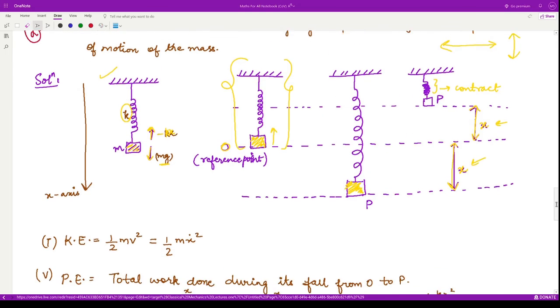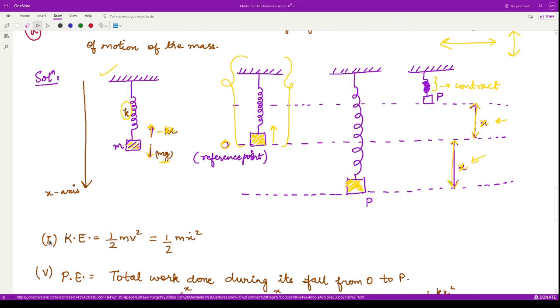So now according to this, we can calculate the kinetic energy. What would be the kinetic energy T? It is again half mv square, no change in that, so half m x dot square.